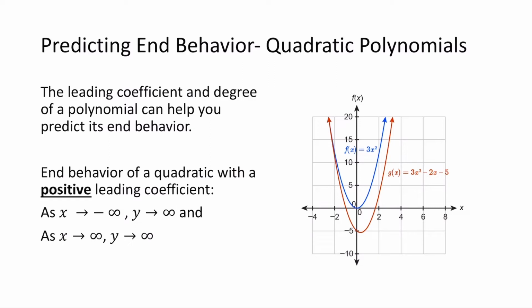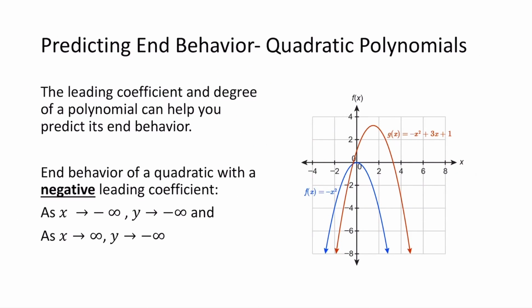If you have a quadratic polynomial, okay, remember quadratic means degree 2, and it has a positive leading coefficient, okay? So degree 2 and the leading coefficient is greater than 0. As x approaches negative infinity, y is going to go to positive infinity. And as x approaches positive infinity, y is also going to go to positive infinity.